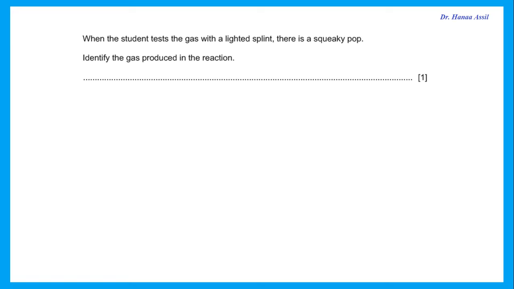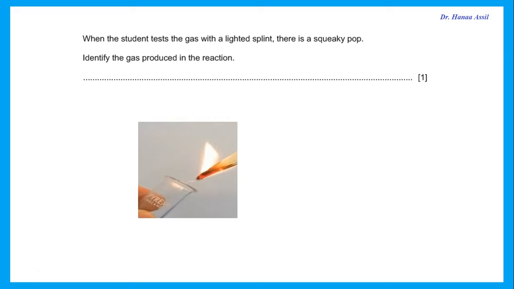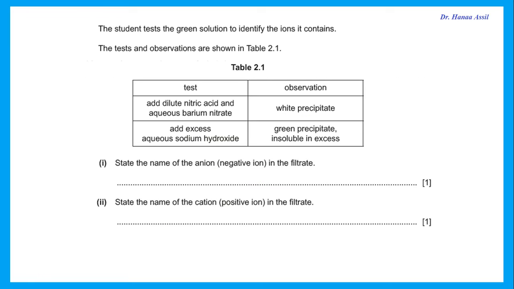For example, this was a question where it said, when the student tests the gas with a lighted splint, there is a squeaky pop. Identify the gas. Of course, if we're testing a gas with a lighted splint, and it gives a squeaky pop, then the gas is hydrogen. You have to know that.